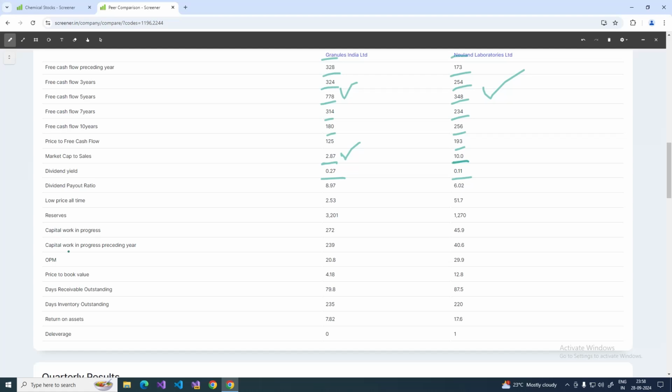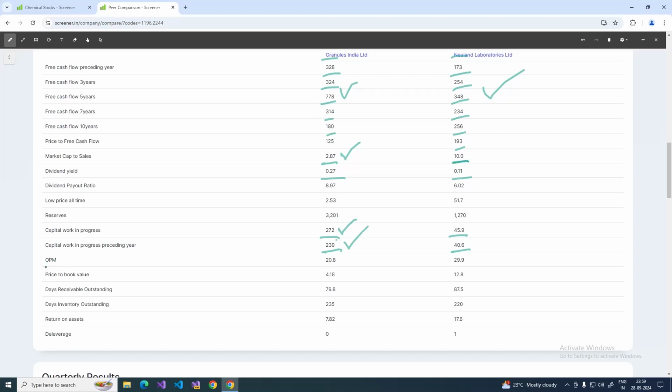Capital work in progress. For Granules it is 272 crores and for Neuland Laboratories 45.9 crores. So here Granules India Limited is doing more capital work in progress. This is positive for Granules. Last year Granules was 239 crores, for Neuland 40 crores. So Neuland Laboratories is doing less capital work in progress compared with Granules India. This is positive for Granules.